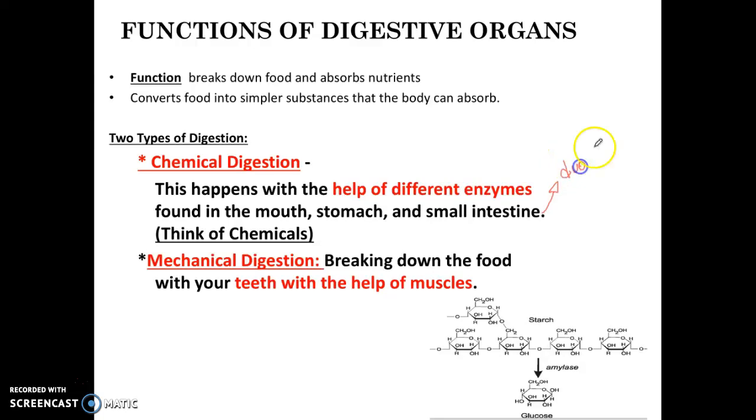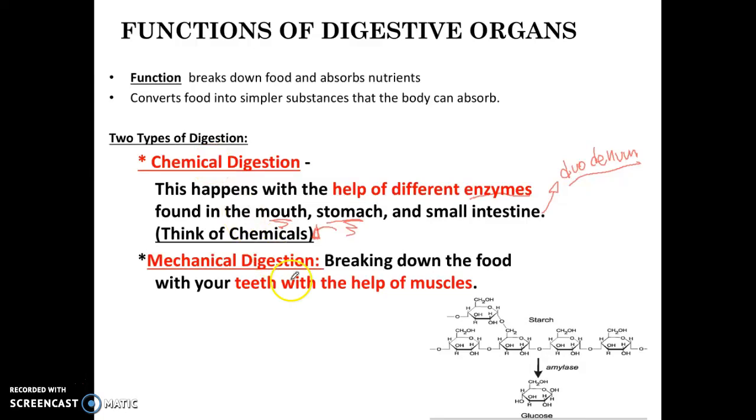the duodenum. So most of the small intestine is not going to be breaking down anything. Everything will be mostly broken down in the stomach and in the mouth, but some of it is going to be broken down in the small intestine in a part that we call the duodenum. Okay, so when we say chemical digestion, I want you to think about those chemicals. And chemicals are going to be in the form of enzymes that we talked about so far.